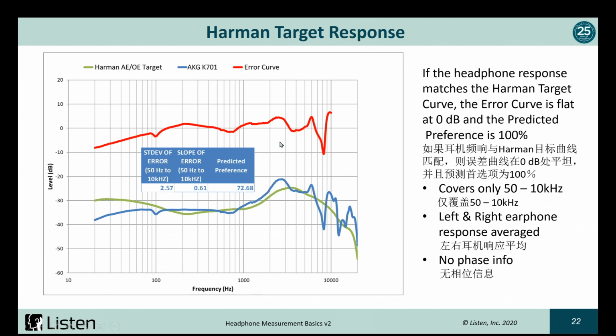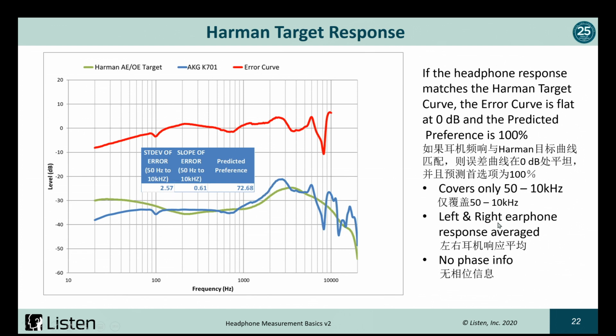And since it's not, what they do is they calculate a predicted preference based on how far it deviates from 0 dB. And then they also take into account some of the slope changes in the response. It's all part of an Excel spreadsheet. And they, again, only focus up to 10 kilohertz because above 10 kilohertz, it's all over the place, and the ear simulators aren't very repeatable there. They also only go down to 50 hertz. And I think that's because the seal is so crucial as well that they're trying to make it a little easier not to have the perfect seal.